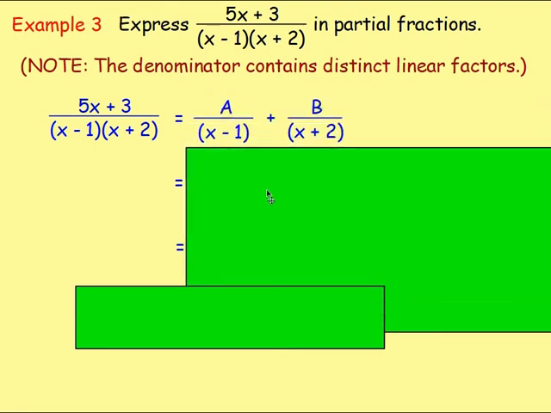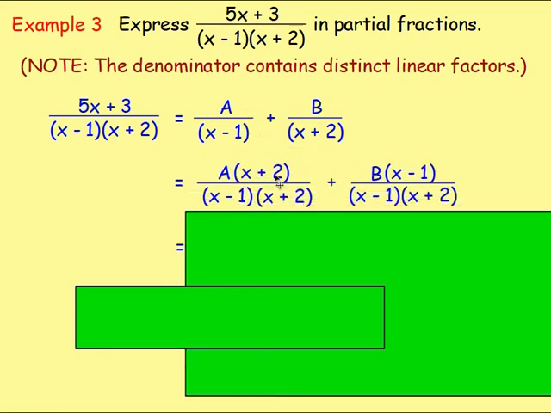Good, you're going to have a over x take away 1 plus b over x plus 2. From there, we're needing the same denominators in order to add the fractions together. So a is over the x take away 1, but we need it over the x plus 2. So multiply the top and the bottom by x plus 2. b is over the x plus 2, but we also need it over x take away 1. So multiply the top and the bottom by x take away 1.